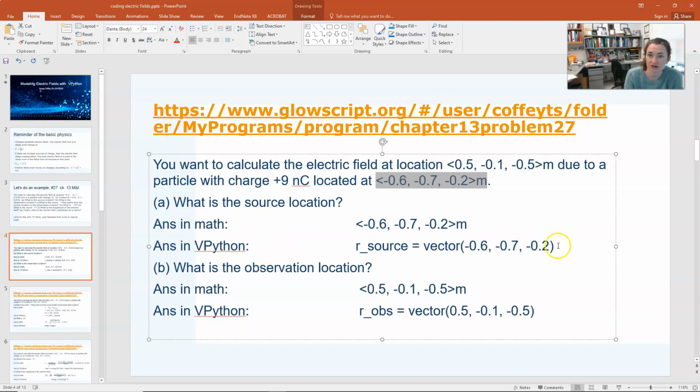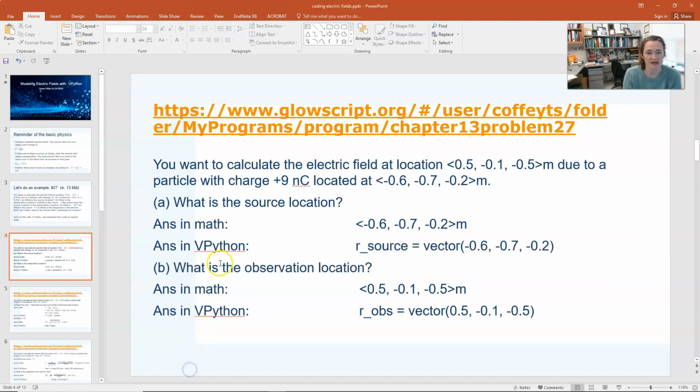Well, you would use a vector, okay? So the way that I did it in my VPython code, of course your variable name might be different, I created a variable called rSource, which I named a vector. I told VPython it was a vector, and then I gave the coordinates. So this is how to do it in math, and this is how to do it in VPython, okay?